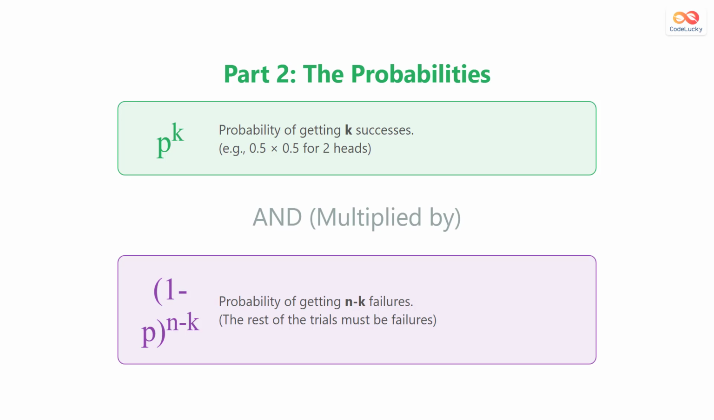The second part deals with the raw probabilities of a specific sequence. P to the power of k is the probability of getting the successes we want. The term 1 minus p is simply the probability of failure, and we raise it to the power of n minus k because that is how many failures we must have left over. We multiply these together to get the probability of one specific path, like heads heads tails.